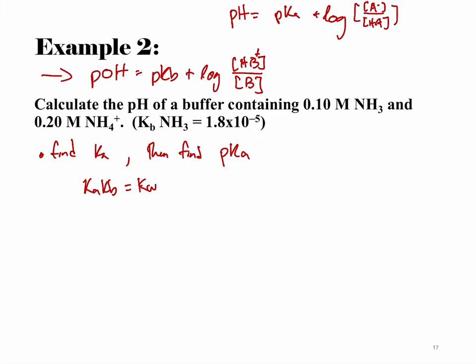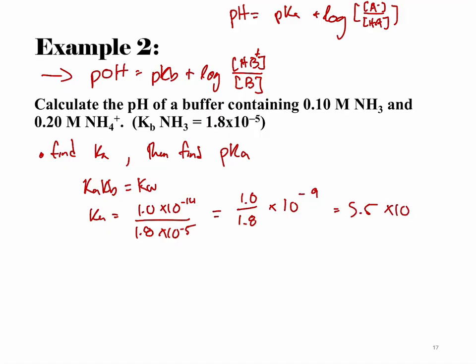So we get Ka is equal to 1.0 times 10 to the minus 14, our water ionization constant, over 1.8 times 10 to the minus 5. So that's 1 divided by 1.8 times 10 to the minus 9, which when we plug in, we get 1 divided by 1.8 equals 5.5 times 10 to the minus 10 is our Ka.